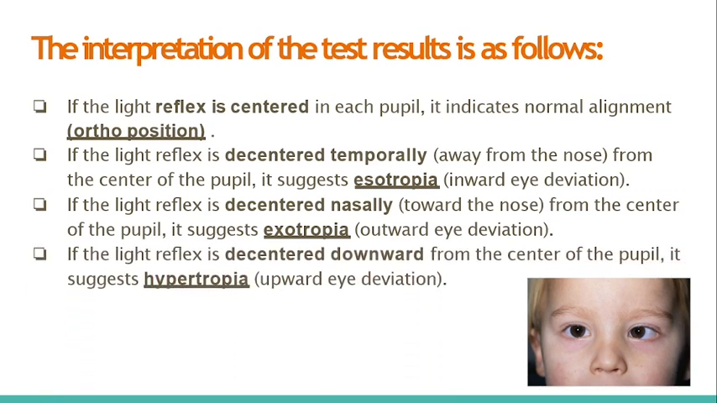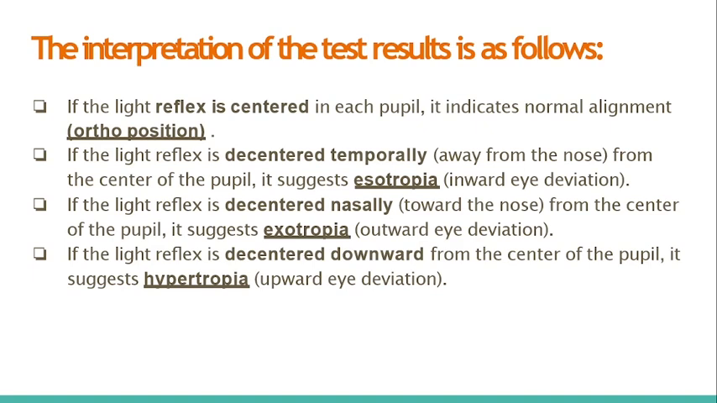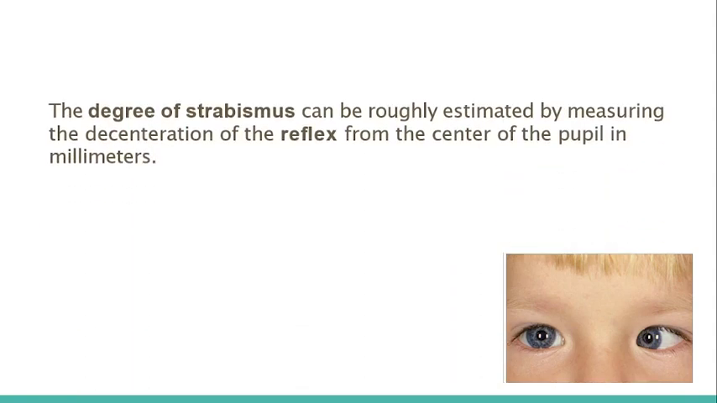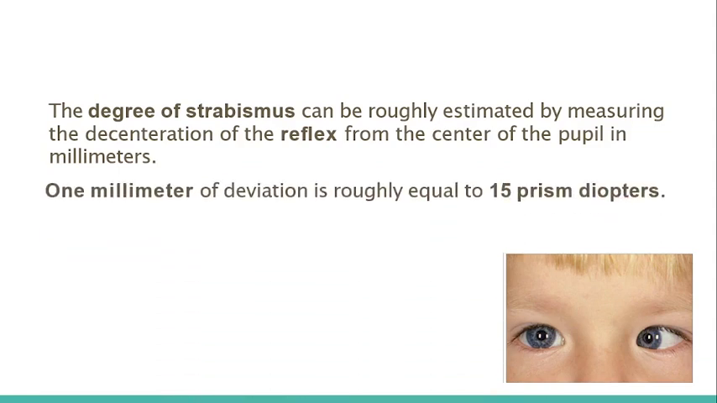If the light reflex is decentered downward from the center of the pupil, it suggests hypertropia (upward eye deviation). If the light reflex is decentered upward from the center of the pupil, it suggests hypotropia (downward eye deviation). The degree of strabismus can be roughly estimated by measuring the decentration of the reflex from the center of the pupil in millimeters. 1 millimeter of deviation is roughly equal to 15 prism diopters.